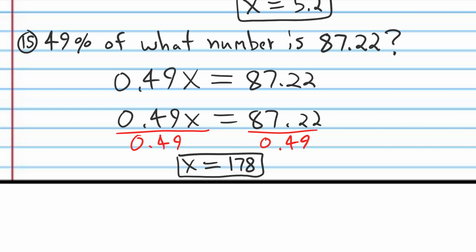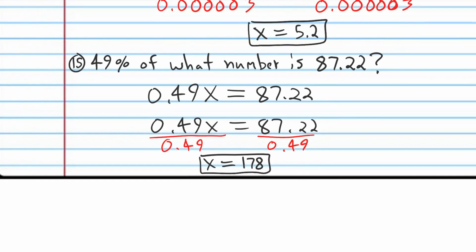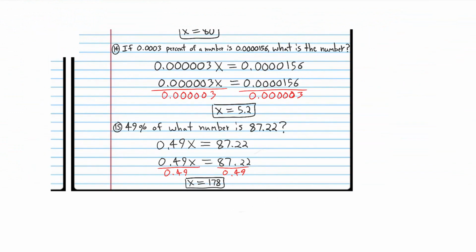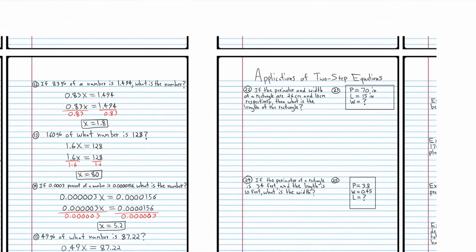And it's always good to look at the answer and figure out if it makes sense. 49% is about half. So is half of 178 roughly 87.22? Well, that does seem about right. If you get a number that's completely ridiculous, then obviously you did something wrong. So it's always good to use your common sense when you're doing these problems.